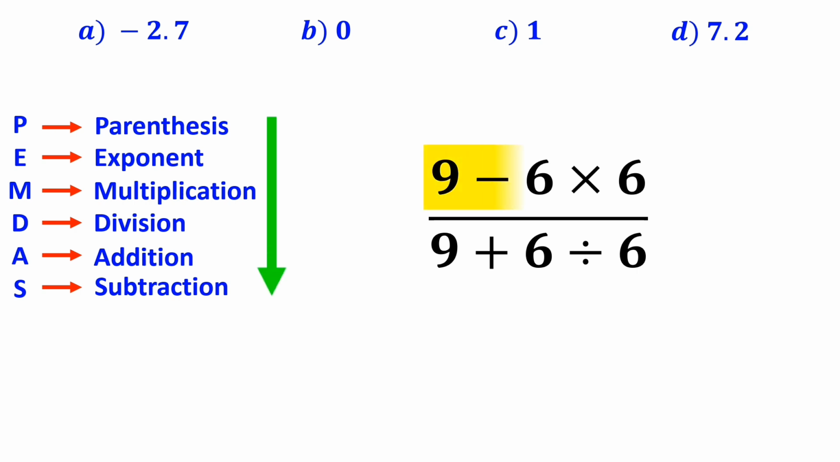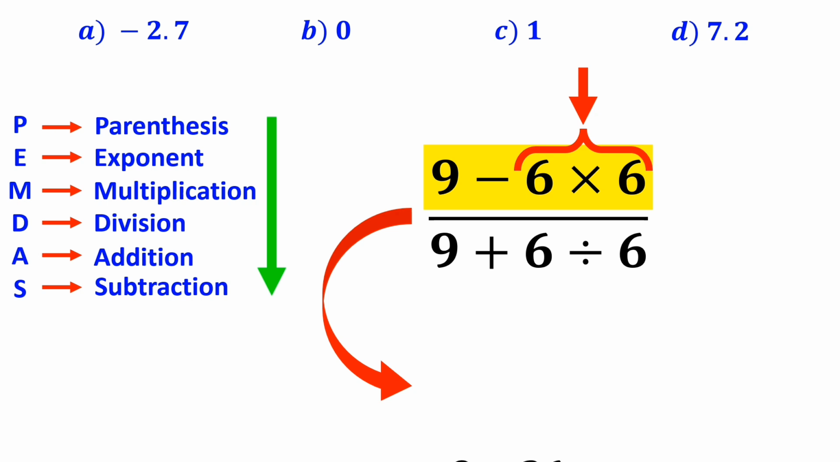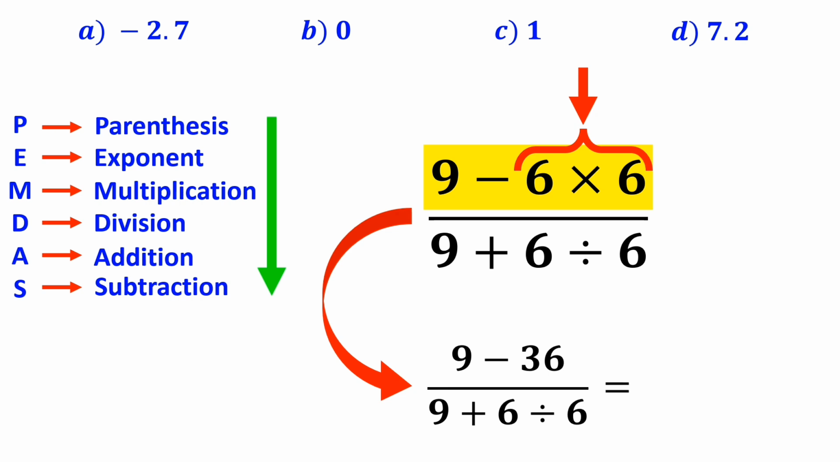Alright, let's start with the numerator of this fraction and go for the multiplication first, since multiplication has a higher priority than subtraction. So, instead of the original expression, we can write 9 minus 36 over 9 plus 6 divided by 6, which simplifies the numerator to negative 27 over 9 plus 6 divided by 6.